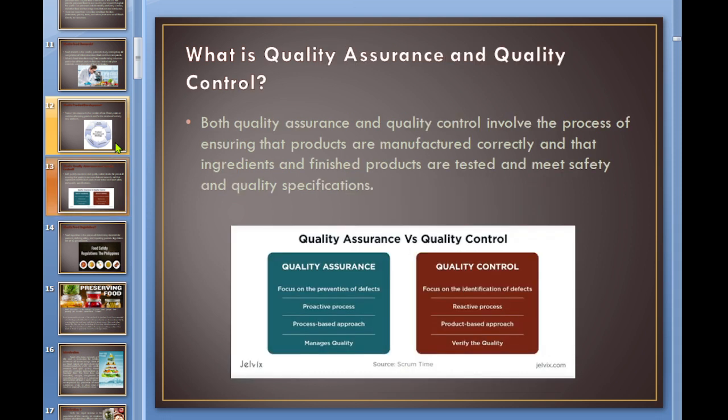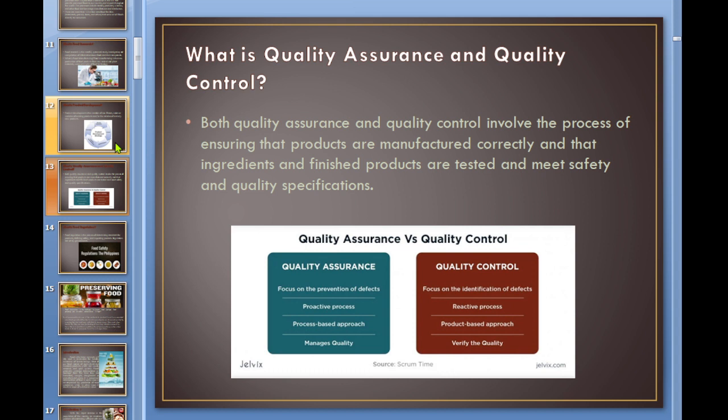Next is, what is quality assurance and quality control? Both are the same in that they are about quality, the quality that we need to provide to our consumers. We need to ensure that our product follows the quality that we planned. But there is a difference between quality assurance and quality control. Both involve the process of ensuring that products are manufactured correctly and that ingredients and finished products are tested and meet safety and quality specifications.